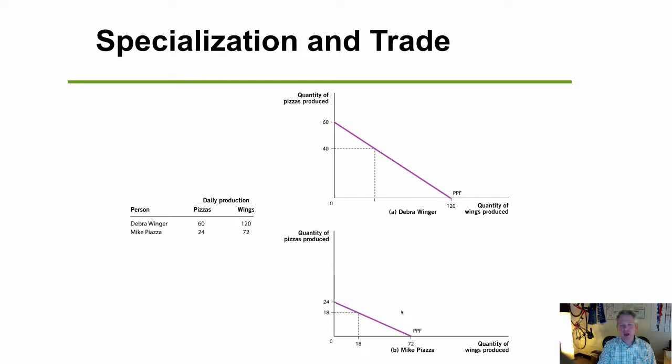He can produce, let's say, 72 wings or 24 pizzas if he spends all of his time. He can also produce this combination in between. And in fact, he can produce any combination in between, just like Deborah can. But for example, she could be producing 40.